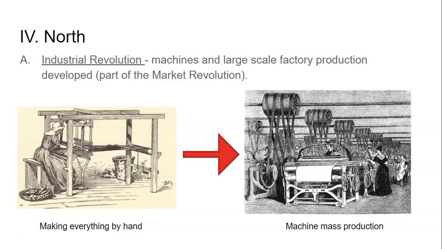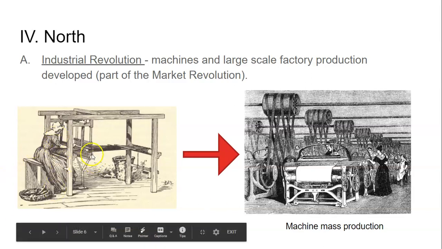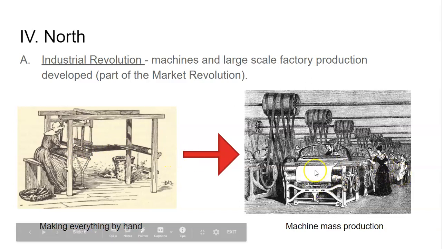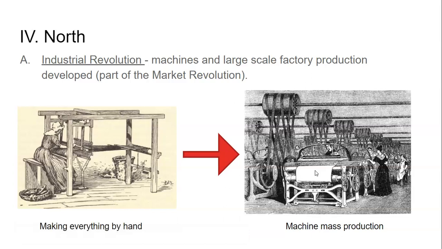And it's basically a time period where machines and factories are going to replace people making everything by hand. So, like you had this one woman making one roll of cloth. It would take days, weeks, months, whatever to make that. We now are going to switch into a system where machines are going to do that. And we're going to have mass production, or like lots and lots and lots of rolls of cloth coming out of a factory at one time.